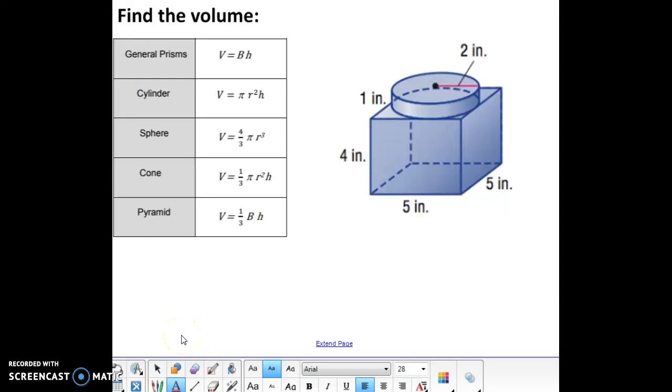Okay, so here's our next example. It has a rectangular prism with a cylinder on top. So we have to find the volume of the rectangular prism and add it to the volume of the cylinder.